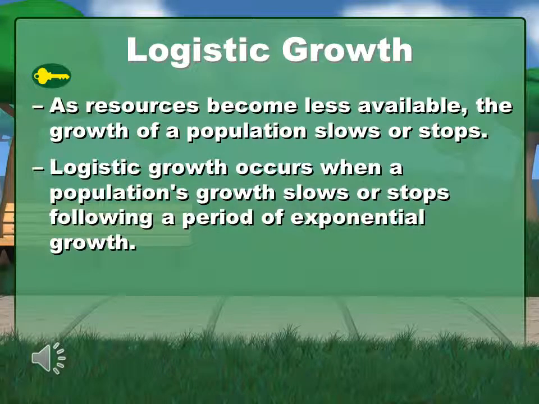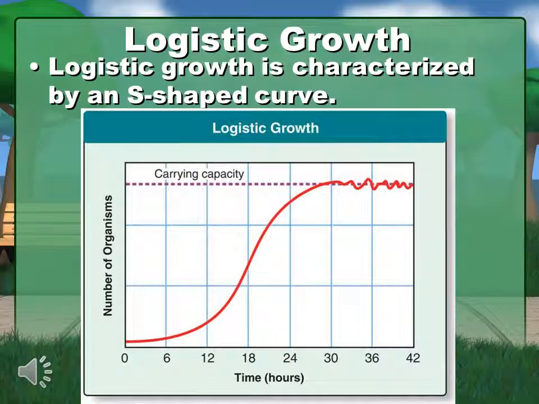Logistic growth. As resources become less available, the growth of a population slows or stops. Logistic growth occurs when a population's growth slows or stops following a period of exponential growth. This graph shows the S-shaped curve of logistic growth. As resources become less available, the population growth slows or stops. The growth of this population has leveled off at its carrying capacity.